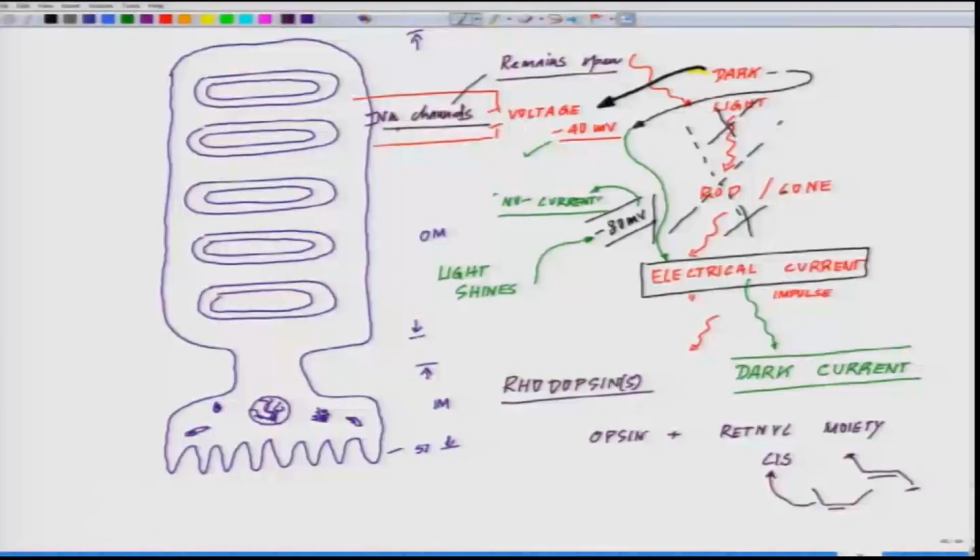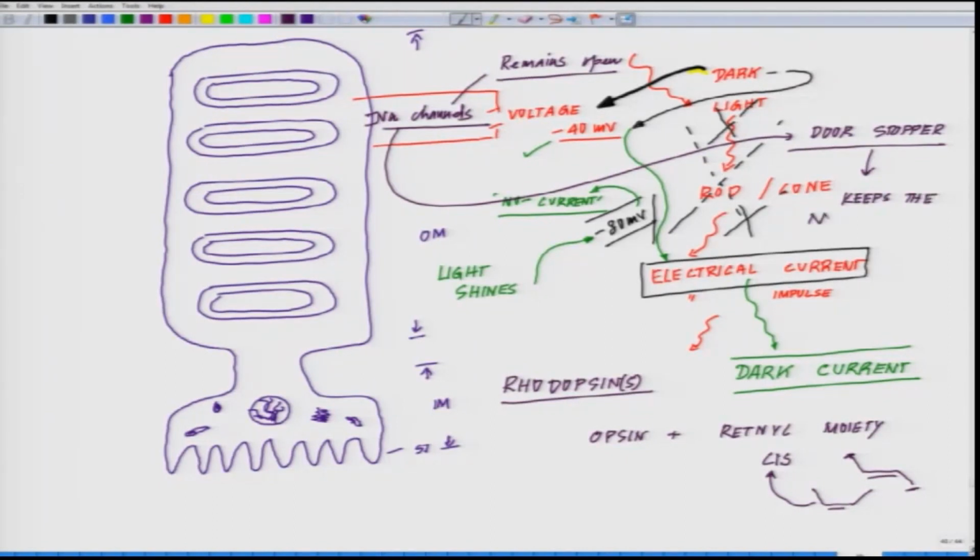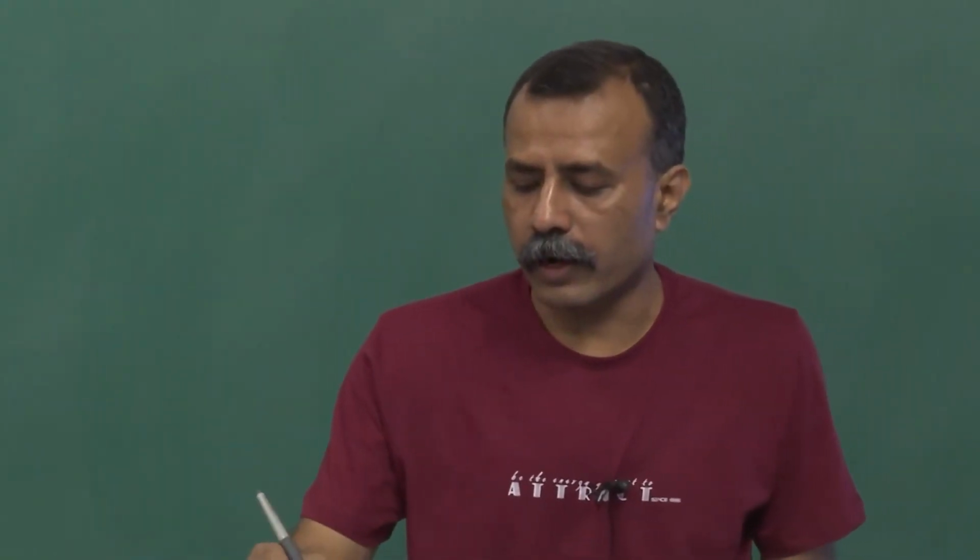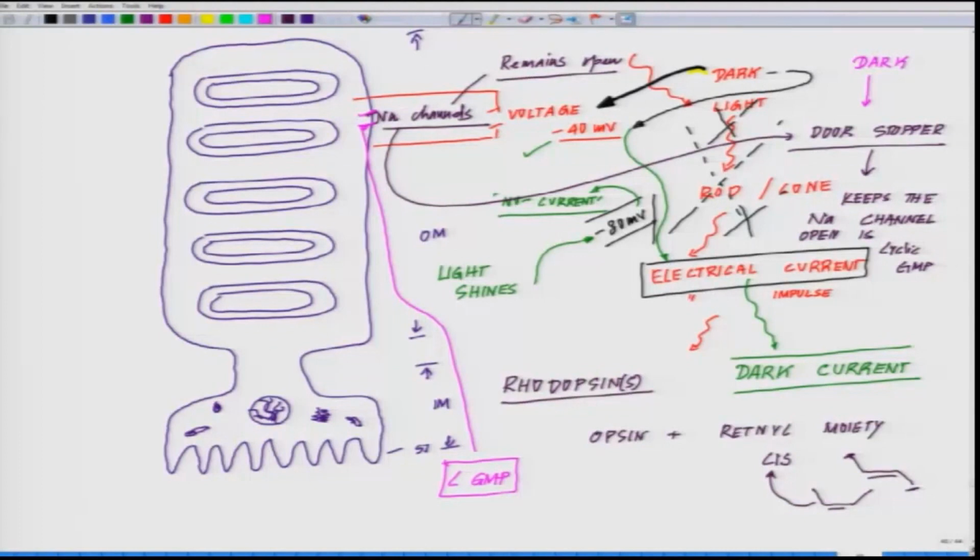So this sodium channel has a door stopper, and this door stopper of the sodium channel, which keeps the sodium channel open, is cyclic GMP. So there is a door stopper like this, cyclic GMP. This is holding that door open in the dark. Mind it, in the dark, when the cell is maintaining a membrane potential of minus 40 millivolt. Okay, up to this it's clear.